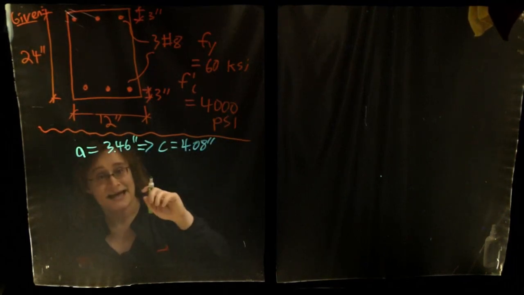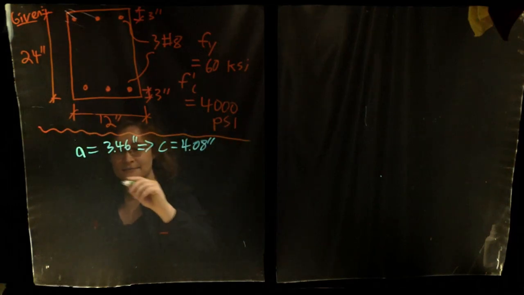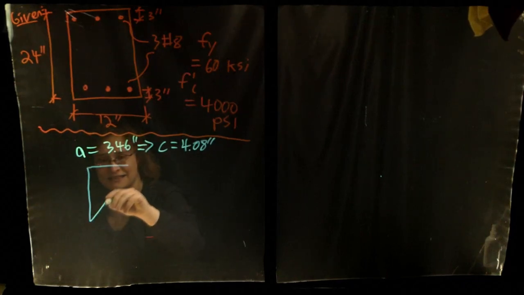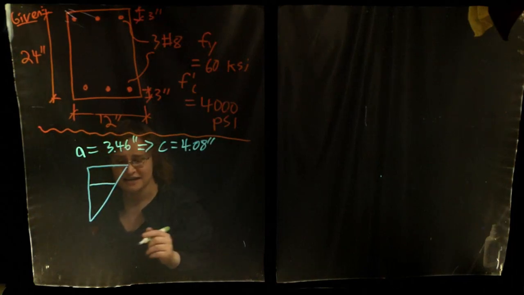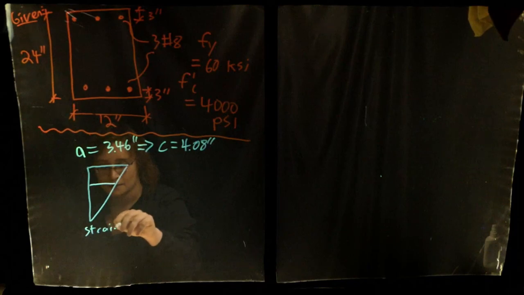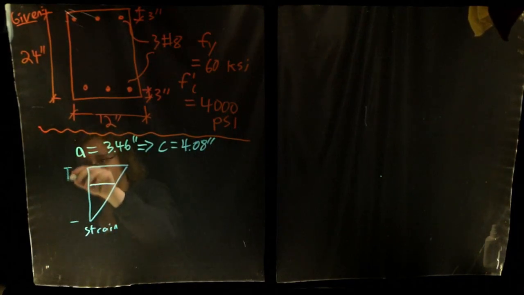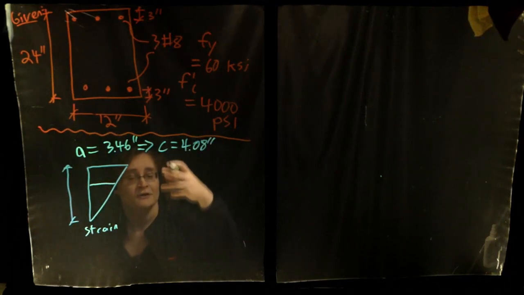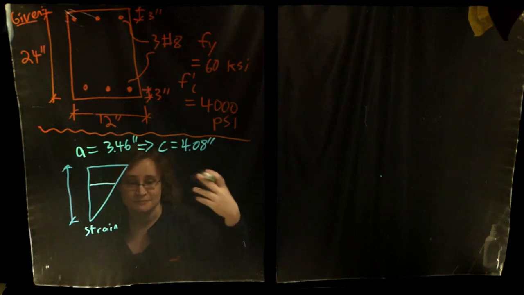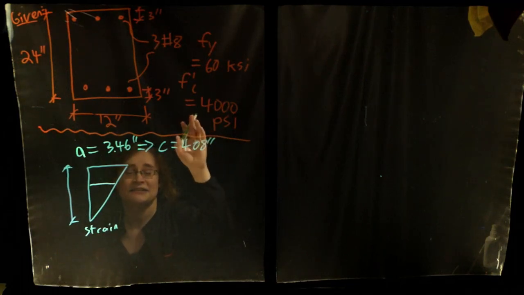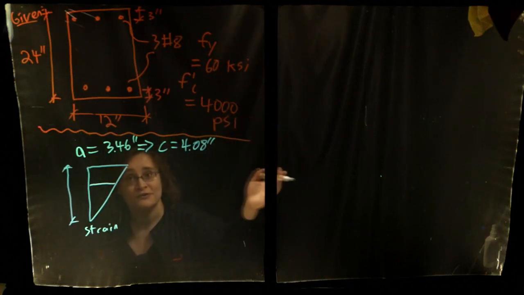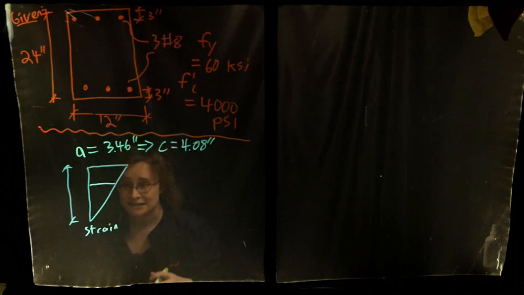Then let's go ahead and use a strain diagram to calculate the epsilon S prime, which is the strain in the compression steel. Looking at just the top half of the strain diagram, we have the neutral axis here. And again, I don't know that the neutral axis in this case is equal to 4.08 inches. I'm just using this as an assumption. So I'm going to assume that the neutral axis depth C is equal to 4.08 inches. Then I'm going to work through, calculate my other forces, and see if this is in equilibrium.